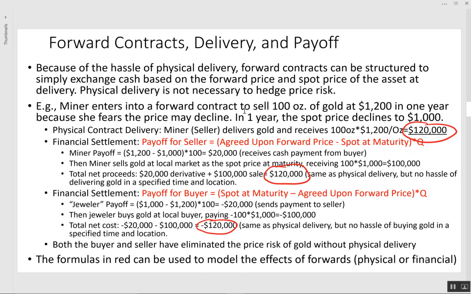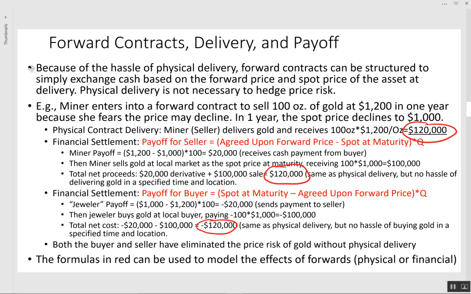Now, this is called a physical delivery contract, where you're actually physically delivering 100 ounces and receiving $1,200 an ounce. So if you have a physical delivery contract, at the maturity date of the contract, 1 year from today, the miner will deliver 100 ounces of gold and will receive $1,200 per ounce. So the miner will receive $120,000. The long party promises to give them $120,000, so it looks like they're perfectly hedged. Now, there's a note up here. There is a certain hassle with this physical delivery. I have to go to a specific location on a specific date and deliver the asset.